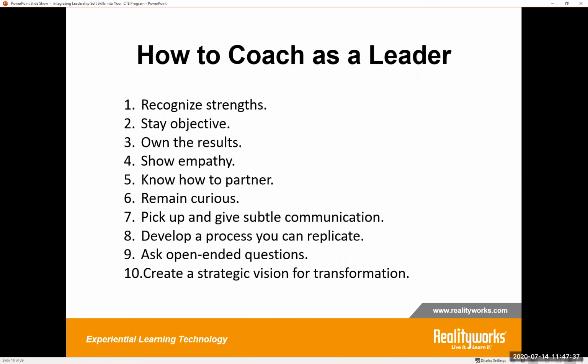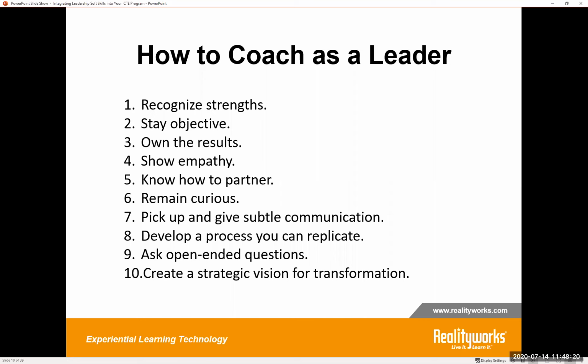Number 1, recognizing strengths. Embrace and capitalize on the strength of each team member. Number 2, practice involved detachment. Be fully engaged emotionally while remaining non-judgmental and objective. Number 3, own the results. Be accountable when things go well and when they do not, so that you can improve and grow. Number 4, show empathy. Connect with others by walking in their shoes without an agenda or judgment. Number 5, know how to partner. Pull with and for team members. Don't direct, but ensure that individuals are heard, valued, and validated.